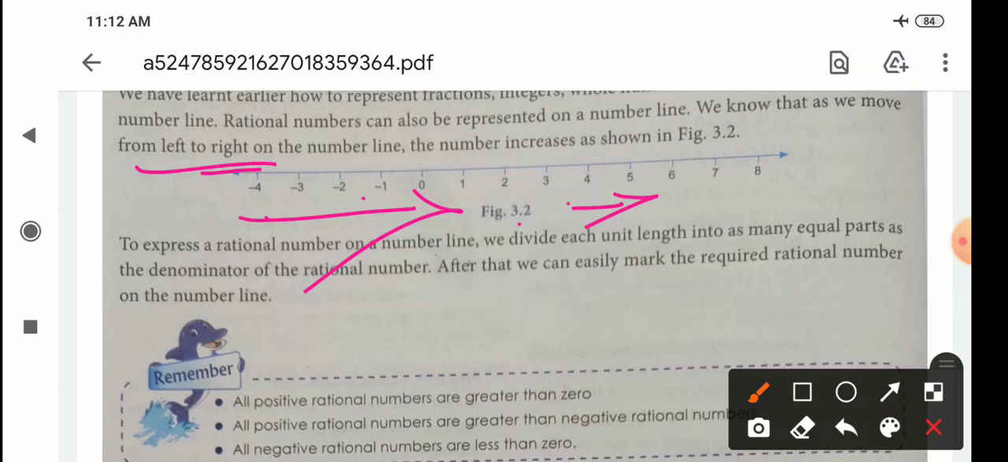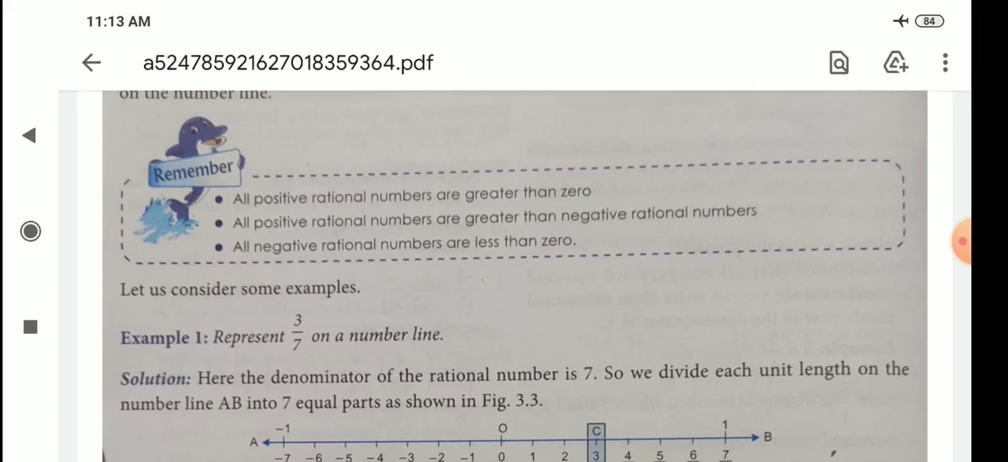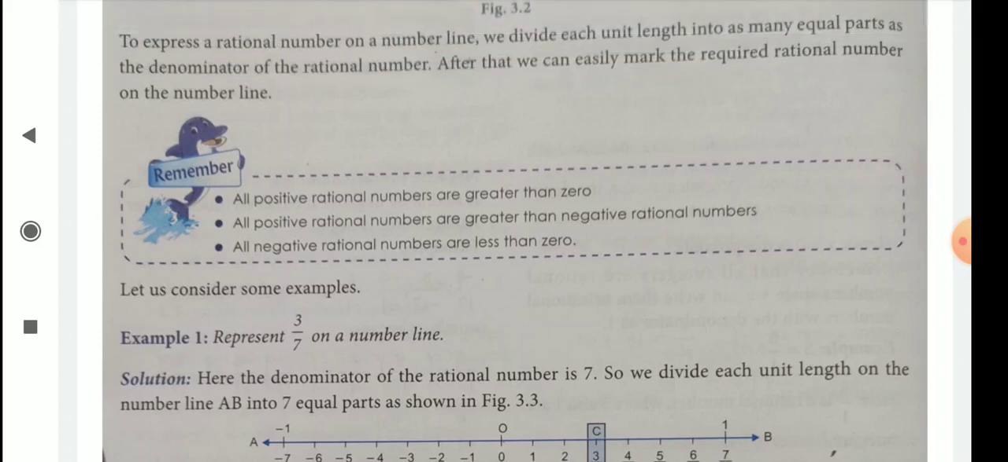To express a rational number on a number line, we divide each unit length into as many equal parts as the denominator of the rational number. After that, we can easily mark the required rational number on the number line. Here you remember, all positive rational numbers are greater than 0. All positive rational numbers are greater than negative rational numbers. Then all negative rational numbers are less than 0.